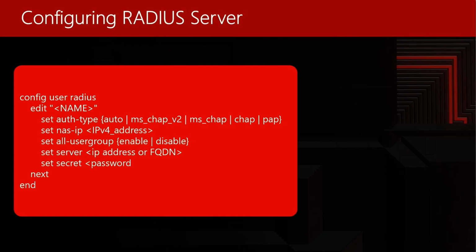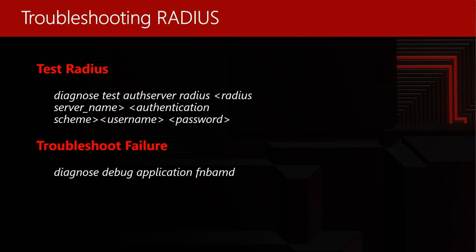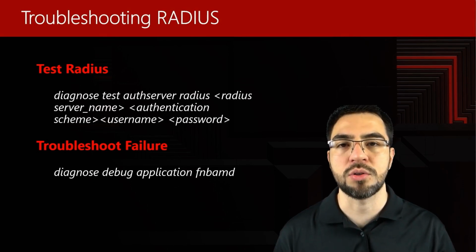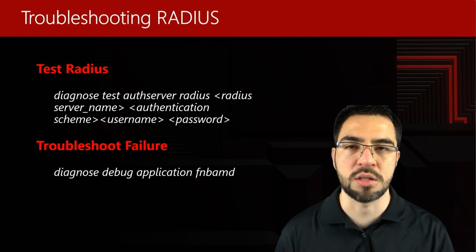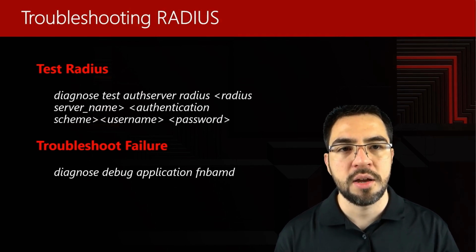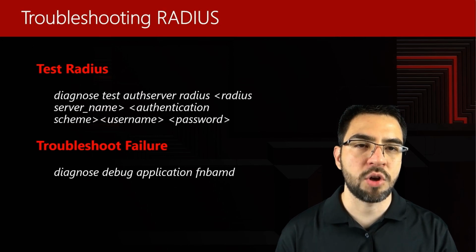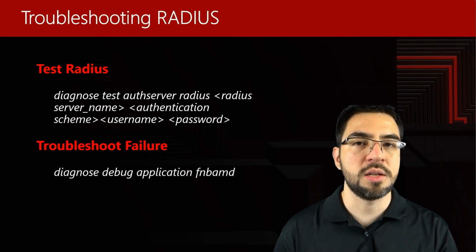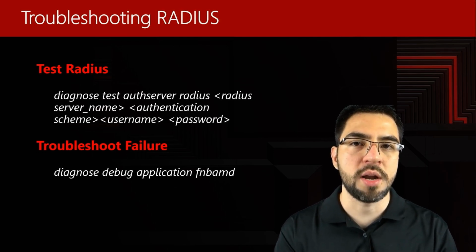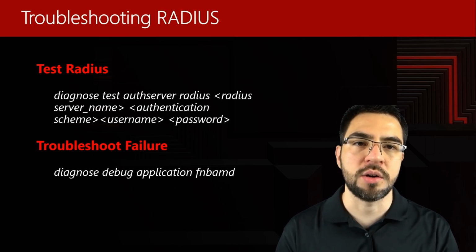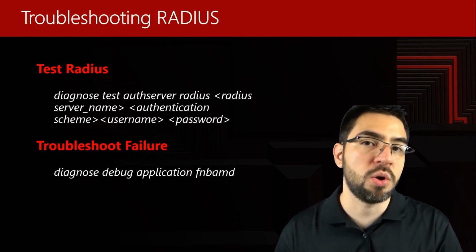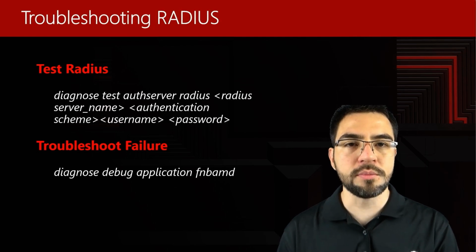Here's a snippet of the configuration if we do it through the CLI. Here we have a few commands that we can use to test our RADIUS servers and how to troubleshoot it as well with the diagnostics debug. I really like the test RADIUS command. We can do that the same for LDAP too. And it's just an easy way, since we can see what is the answer from the RADIUS server directly on the CLI and why that connection or authentication failed.